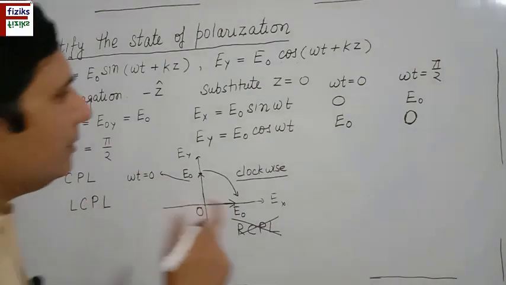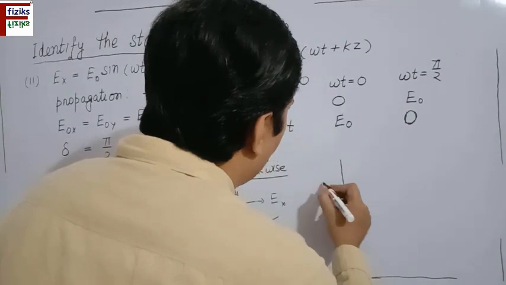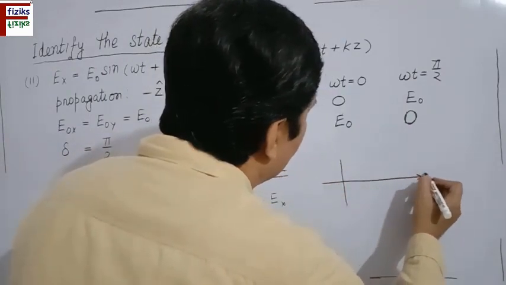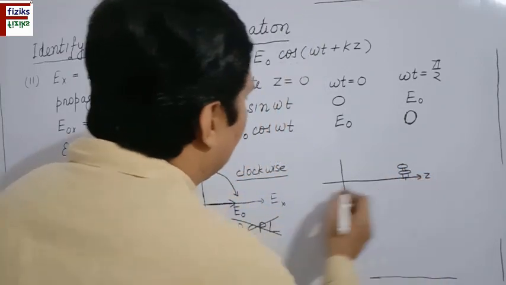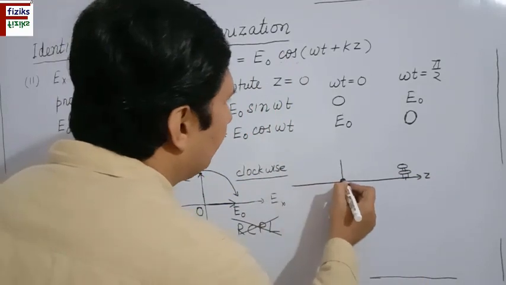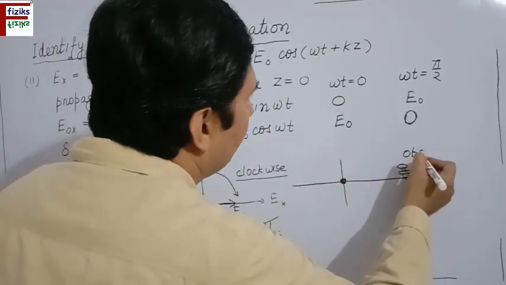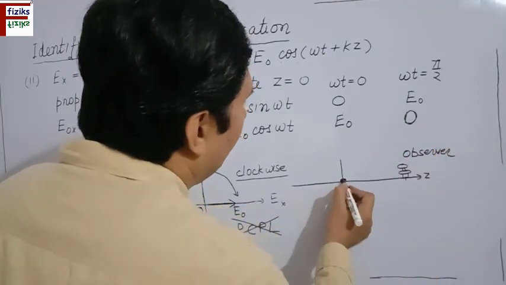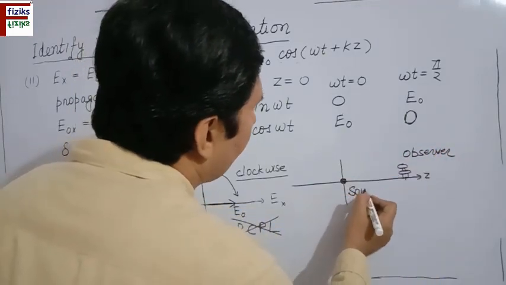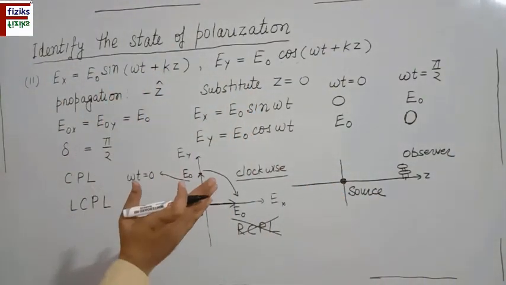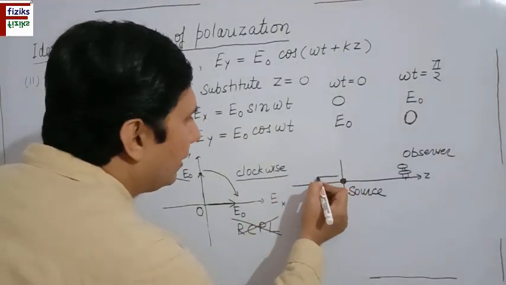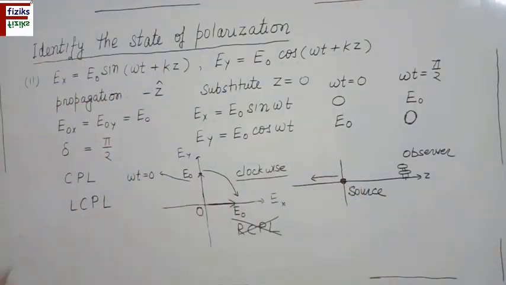The reason for this is very simple. You can easily understand. So first draw the z axis here. This is the z axis, and the observer is standing on this axis at a large positive z distance, and here is the source. And now light is propagating in the minus z direction. So light is propagating in the negative z direction. So what is happening here? Here light is moving away from the observer.